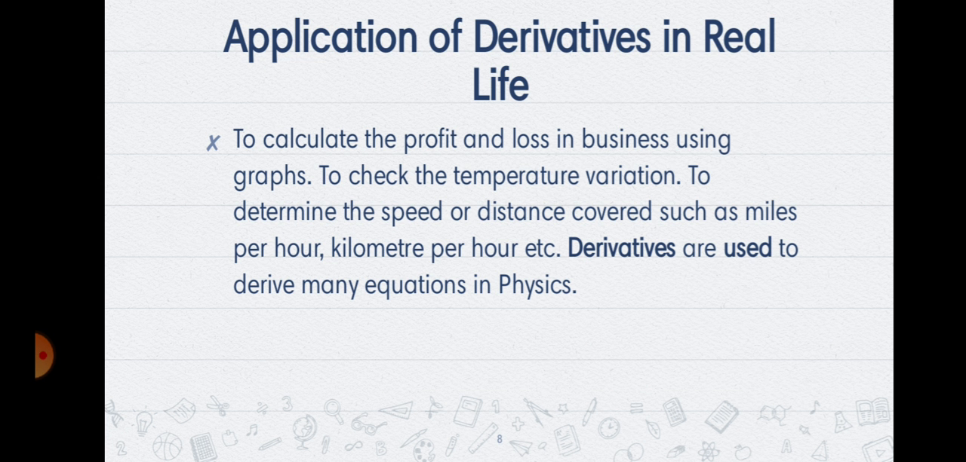So the applications of derivatives in our life. It is also applied in our life to calculate the profit and the loss in business using graphs. It is also used to check temperature variation, to determine the speed of the distance covered, such as miles per hour, kilometers per hour, or etc. Derivatives are used to derive many equations in physics. So, as we all know, it is also used in physics.